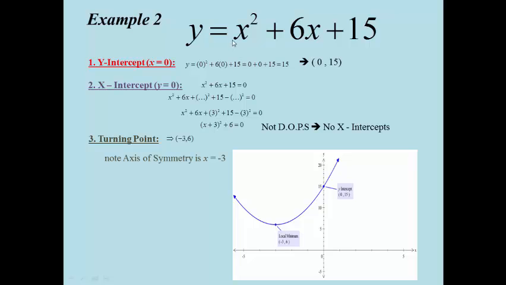How do I know it's a cup shape? Because when I look back at the rule here, it's positive x squared. So it will be this shape, cup shape. So at this point, the turning point will be a minimum. Let's go on to example 3, which has a bit more work involved.